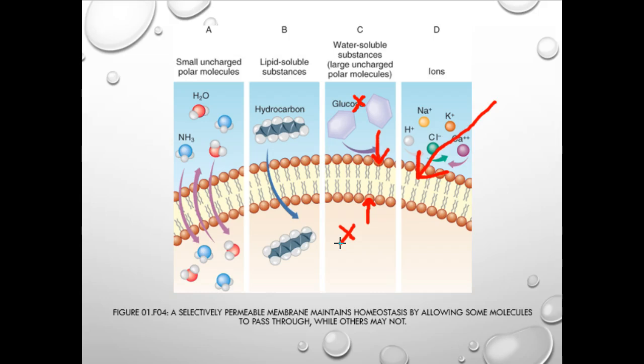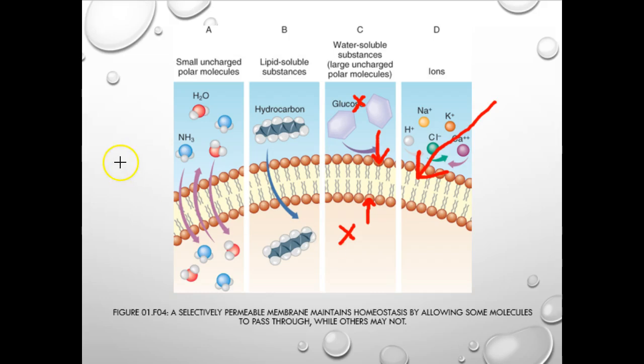Now, semi-permeable means that only certain things are allowed in and out. Think about it. If we let everything into the cell, it would swell up and burst. If we let everything out, it would shrink. We need to keep it a nice, healthy size in order for it to function properly.